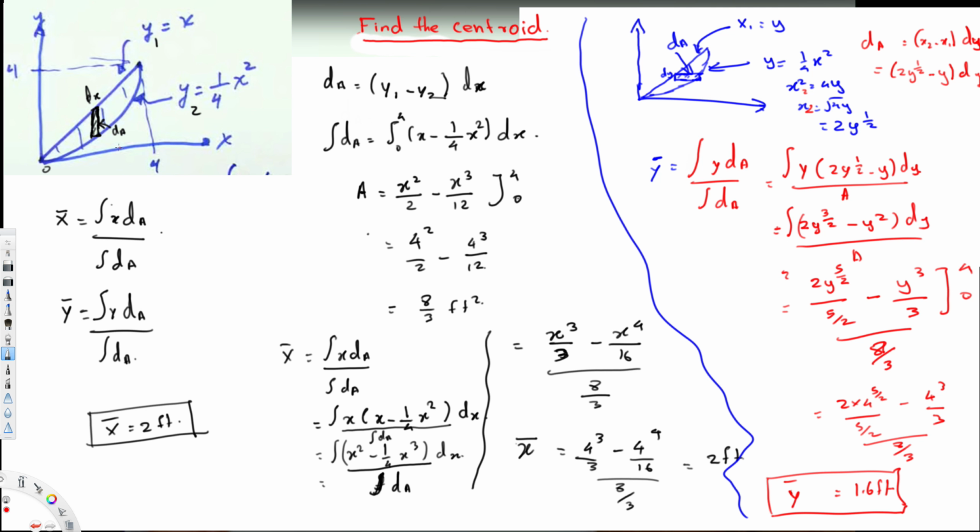So the centroid is going to be at x equals 2 feet, exactly in the middle right here, and the height is 1.6 feet, so it's going to be somewhere right here. Let's say this is the value, and therefore we can say the centroid is somewhere here. So this is my centroid.